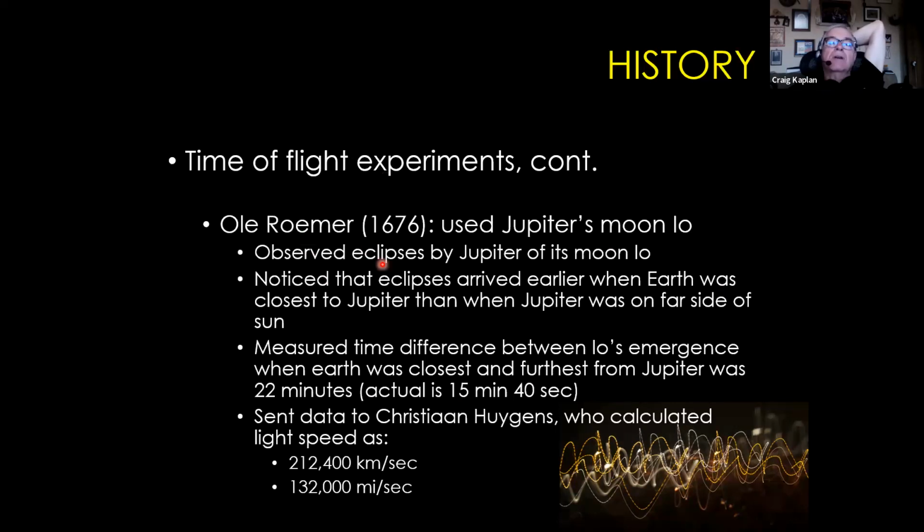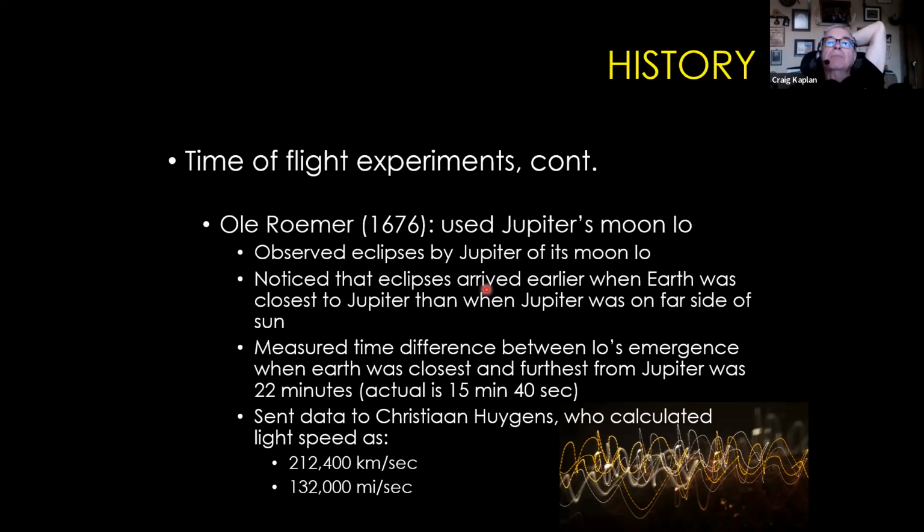Later on in the 1600s, Ole Romer used Jupiter's moon Io to measure the speed of light. So these are getting further away. He observed eclipses by Jupiter of its moon, so Io would pass behind Jupiter, and then it would appear on the other side of Jupiter at some point.